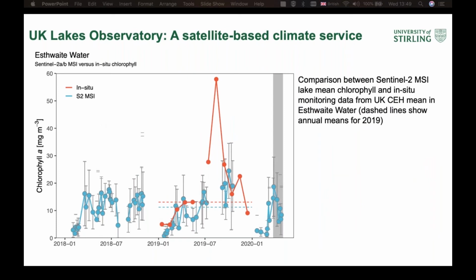When we plot now this against the in situ data provided by UK CEH, we see that the satellite data, the chlorophyll A retrieved by Sentinel-2, generally follow the pattern that we see with the in situ data. You have also the dotted lines, which is the year average using the in situ data. This is in red against what's been calculated using the Sentinel-2 data.